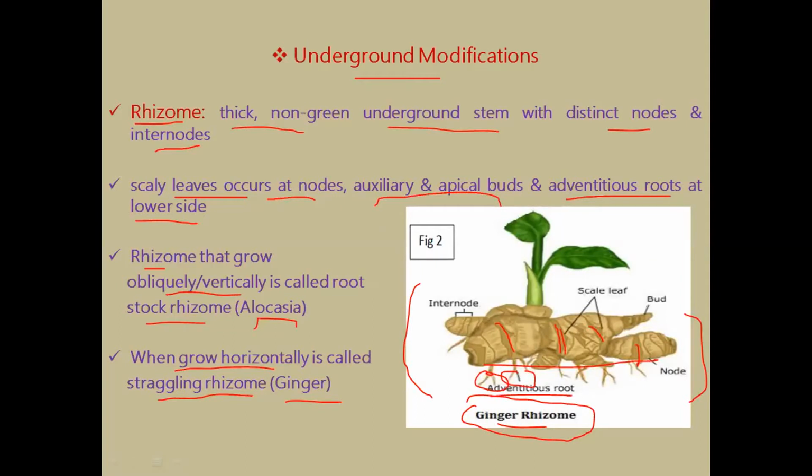and this is the axillary bud, this is the apical bud, this is a node, and this is another node, and the distance between two nodes is known as internode. So this is a typical diagram of rhizome.